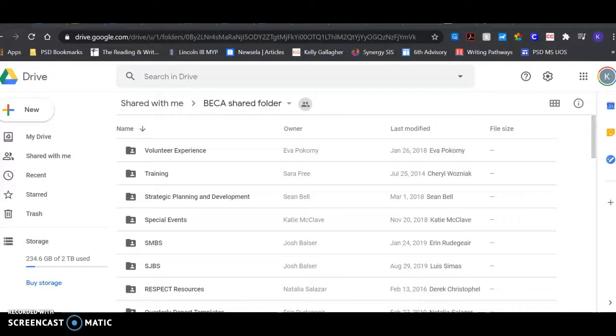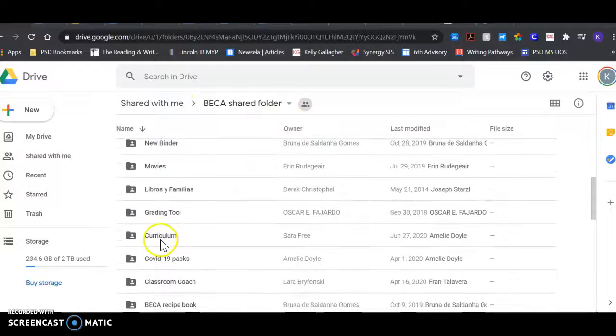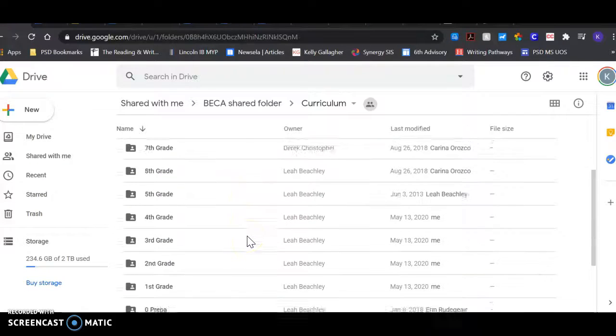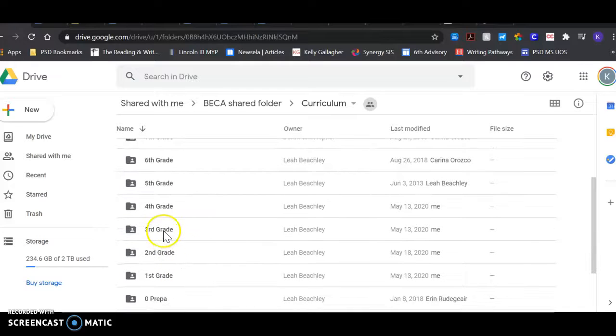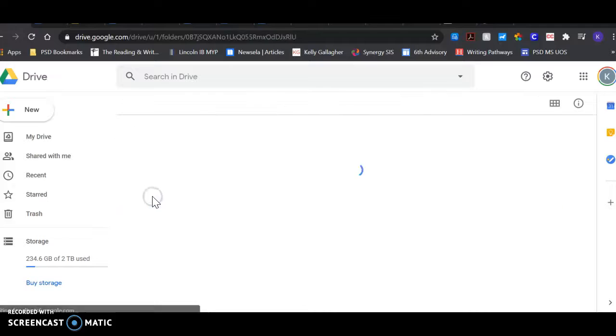I'm Katie Buttram, and I'm going to talk to you about how to read the BECA ELA curriculum. So you're going to go to your BECA shared folder. You're going to find the folder for curriculum and click on that. Then you're going to find whatever grade level you teach. So let's do 3rd grade as an example. Click on ELA.